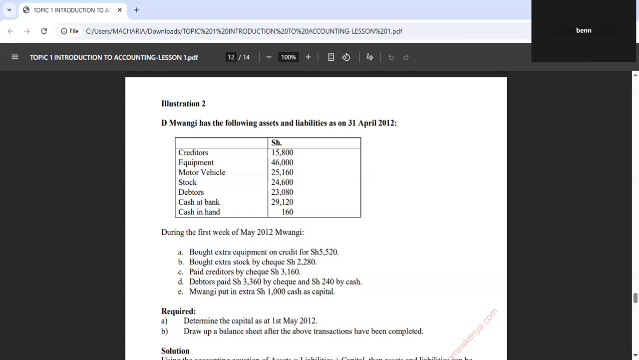What is the amount of capital? Okay, you are silent. Chat, please comment on the chat if you are still working on it so that I know whether to proceed or not. If you are stuck as well, let me know.